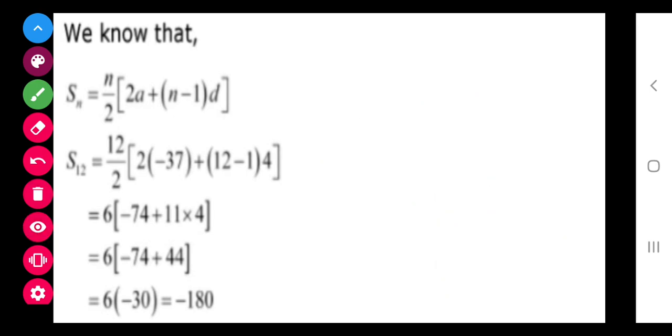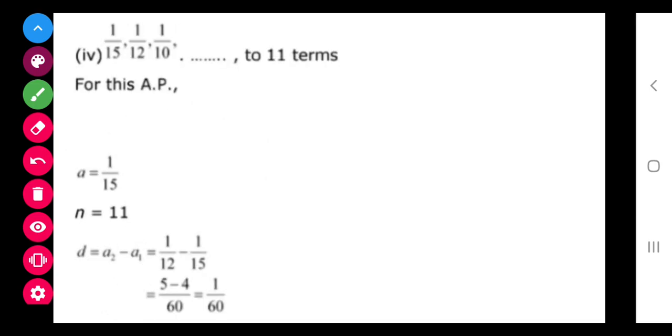Only n cannot be negative, because that is the number of terms. We cannot say we have minus 10 terms. We have to say we have 10 terms. That's why. Now class, I have taken one more example. This is in reciprocals, so we generally find it difficult in reciprocals, or you can say in fractions. So class, in this, a is 15, that is the first term.